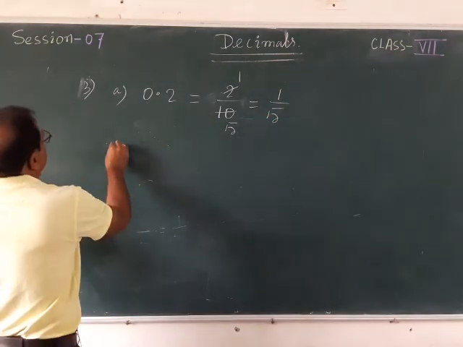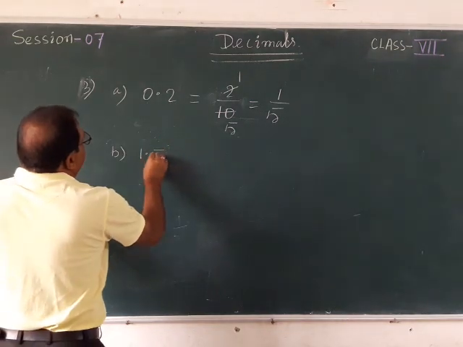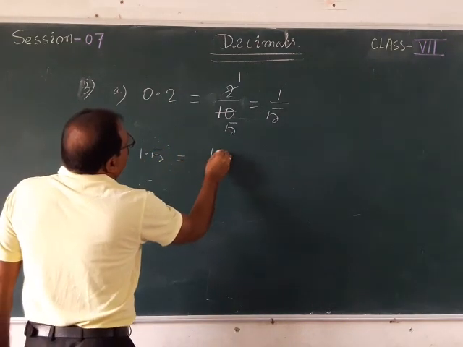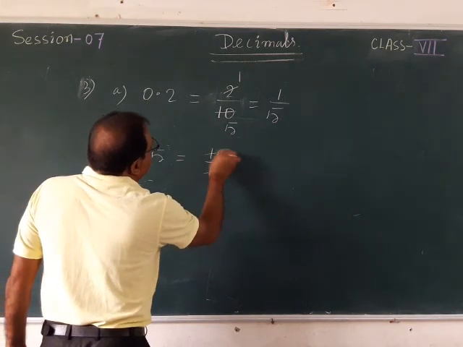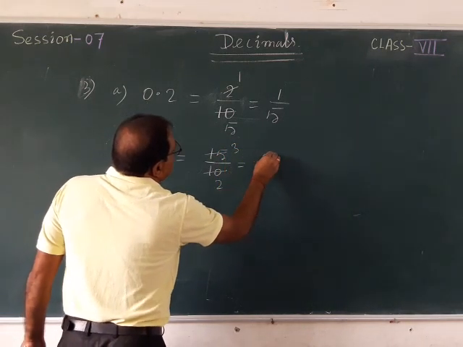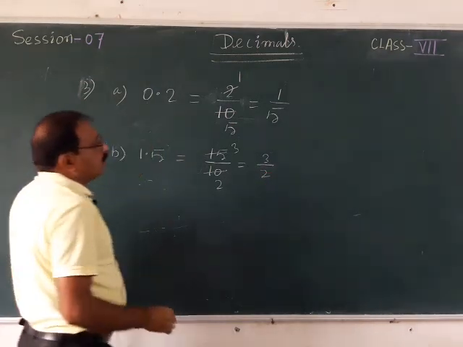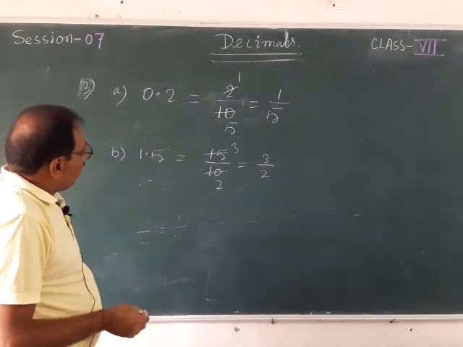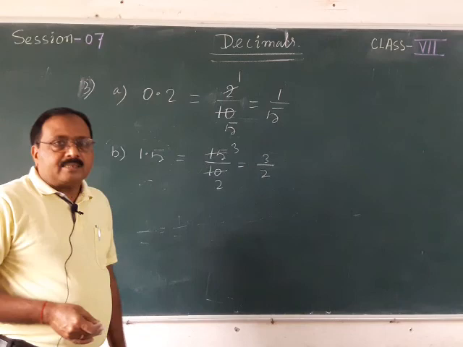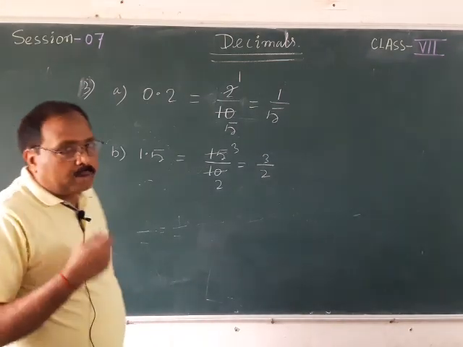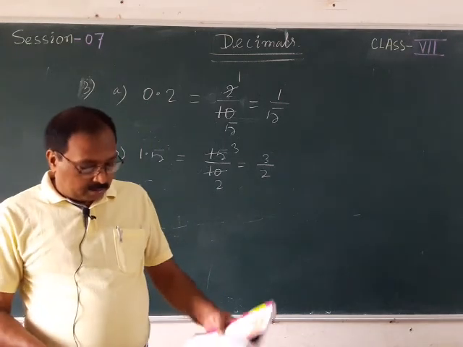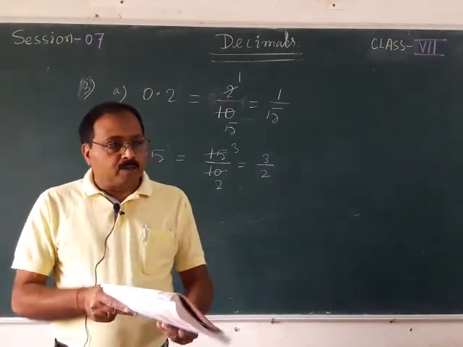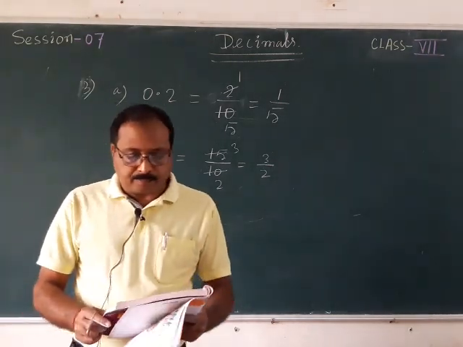In the same way, suppose I am writing 1.5, what will I write? That is 15 upon 10. If you cancel, 5 2 are 10, 5 3 are 15, it is 3 upon 2. So, it is a fraction now. Like that you can change a decimal into a fraction, or you can change a fraction into a decimal. So, these are the ways of changing.